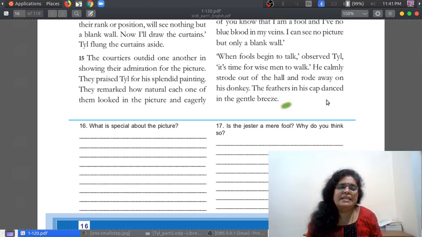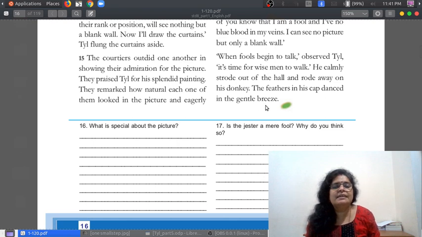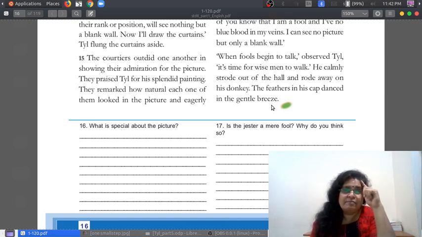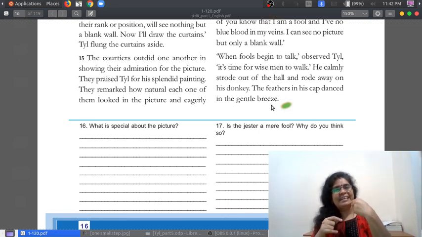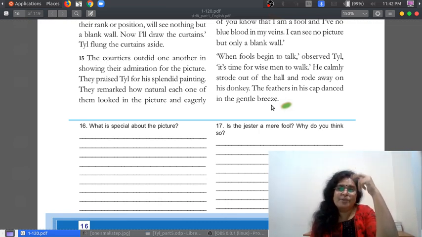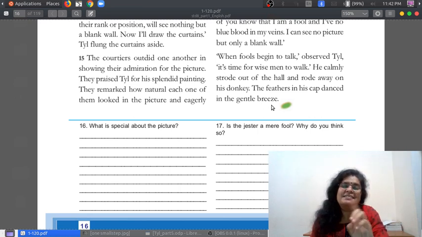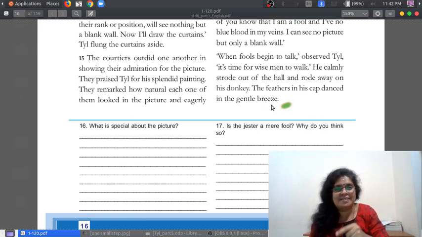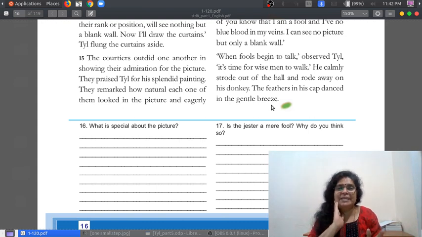The feathers in his cap danced in the gentle breeze. Do you remember the three feathers on his cap when he came to the palace? It danced in the breeze. And when he is going away, those three feathers danced in the gentle breeze, mandamaarutham. Okay.